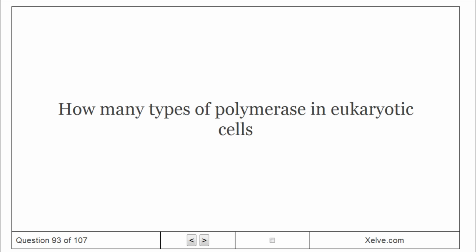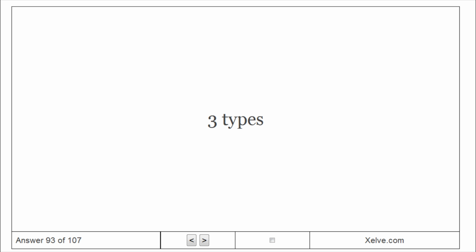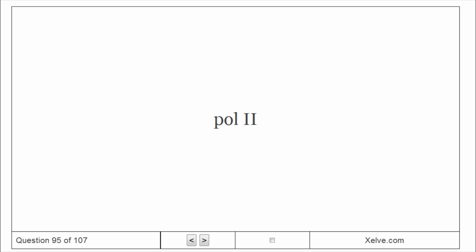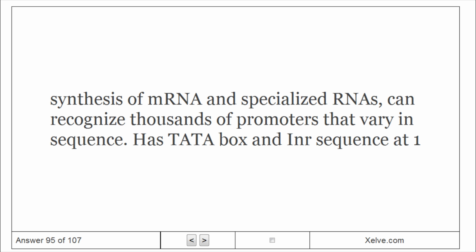How many types of polymerase in eukaryotic cells? 3 types. Pol I: synthesis of pre-ribosomal RNA. Pol II: synthesis of mRNA and specialized RNAs, can recognize thousands of promoters that vary in sequence. Has TATA box and INR sequence.